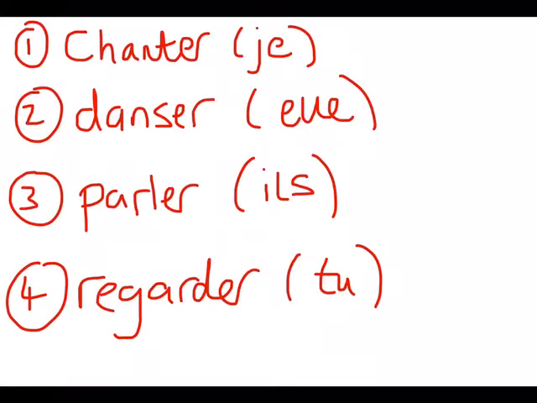On the screen now, you have 4 ER verbs. Chanter, to sing, danser, to dance, parler, to talk, and regarder, to watch. In brackets is the person who will be doing that verb. What you should do now is to pause the video and on a piece of paper try to write down what you think the conjugated verb should be. So basically do the two-step process, remove the ER and add the correct ending. When you're ready to see the answers, press play.